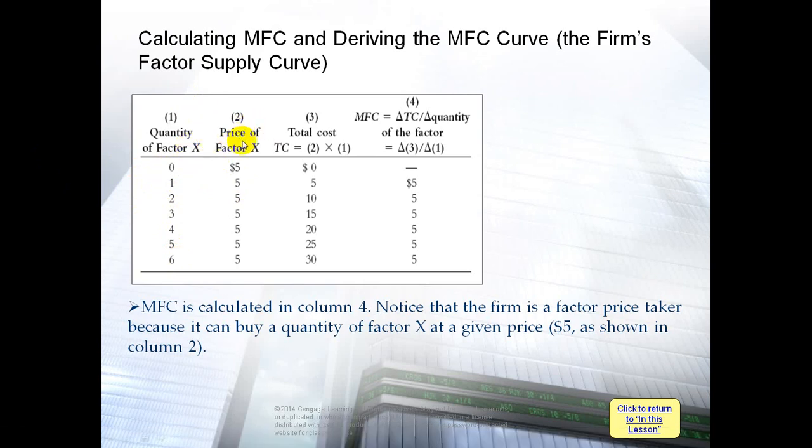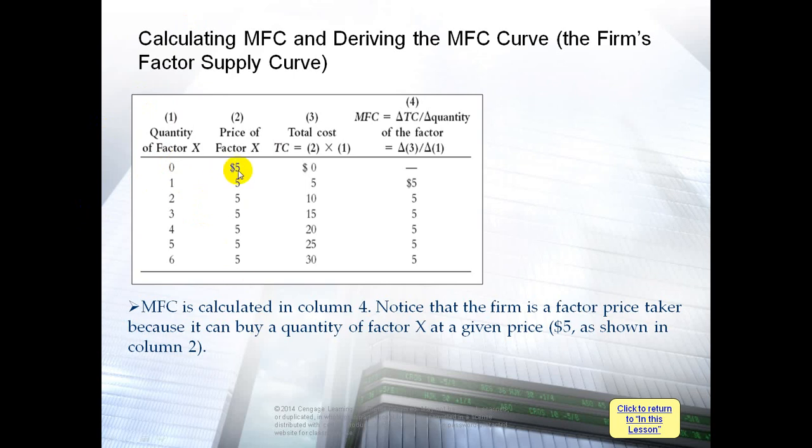The second column is the price of the factor, each unit of this factor, of this machine, $5, and the first column is for quantity of the factor, units. How many factors do you need? Column 3 is the total cost, and column 4 is the marginal factor cost. So it is the change in total cost over the change in quantity. So you have to first find the total cost. So what does total cost equal? You multiply the price of the machine by the number you buy.